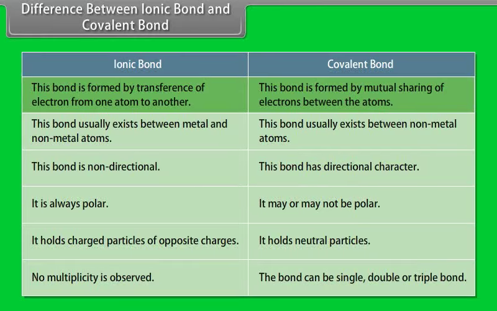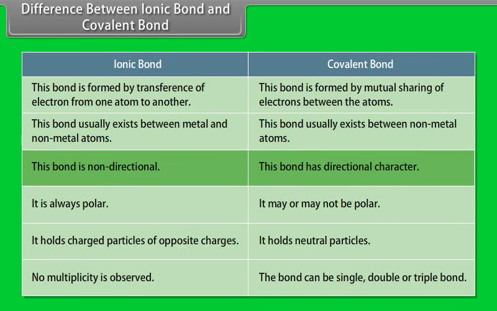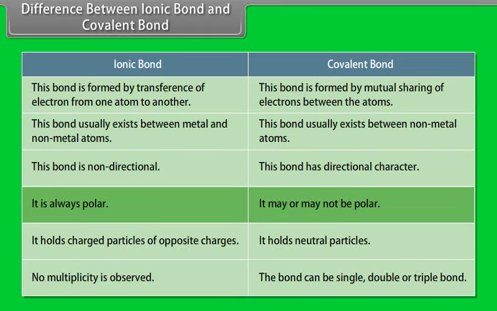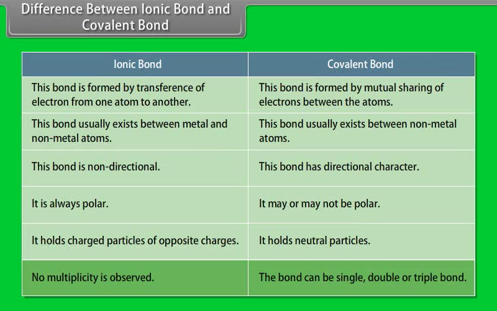Differences between ionic bond and covalent bond. Ionic bond is formed by transference of electrons from one atom to another, whereas covalent bond is formed by mutual sharing of electrons between the atoms. Ionic bond usually exists between metal and non-metal atoms, whereas covalent bond usually exists between non-metal atoms. Ionic bond is non-directional, whereas covalent bond has directional character. Ionic bond is always polar, whereas covalent bond may or may not be polar. Ionic bond holds charged particles of opposite charges, whereas covalent bond holds neutral particles. No multiplicity is observed in ionic bond, whereas covalent bond can be single, double or triple bond.